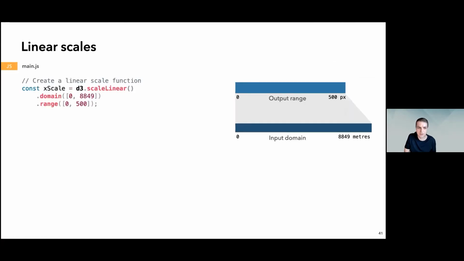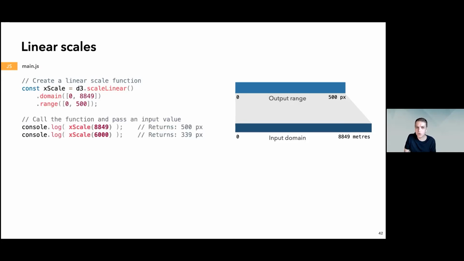And more specifically, a linear scale to map the input domain, which is given in meters, to the output range, which is given in pixels. So here you can see the code for initializing a simple linear scale with D3. First, we specify the minimum and maximum of the input domain. It's from 0 to the highest elevation, and then the output range also from 0 to 500 pixels.